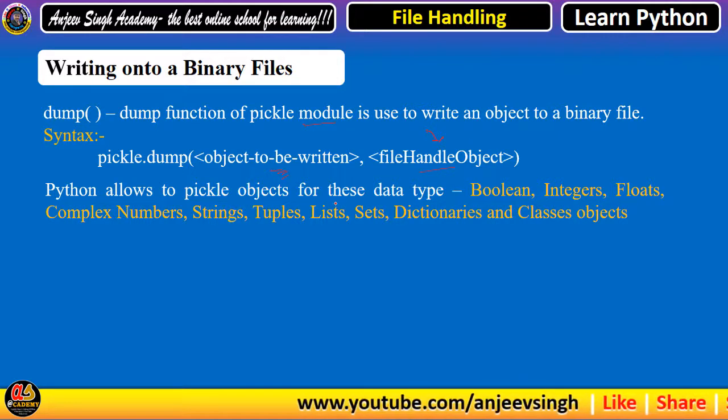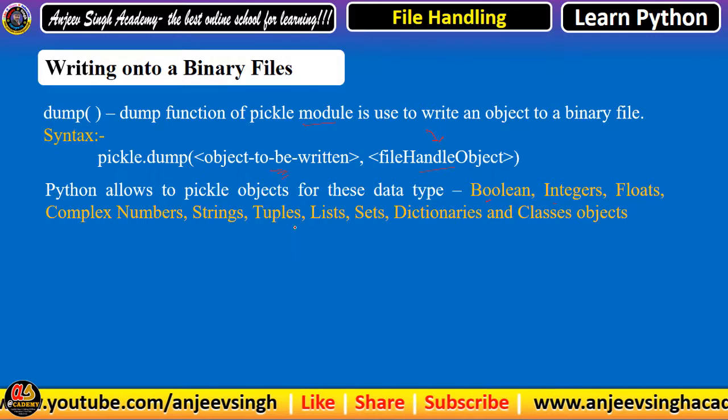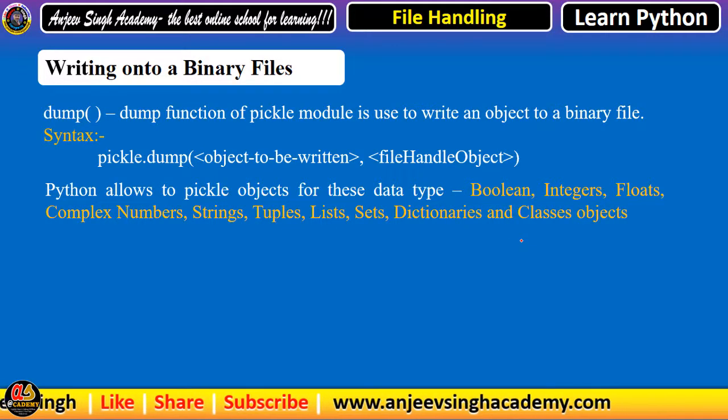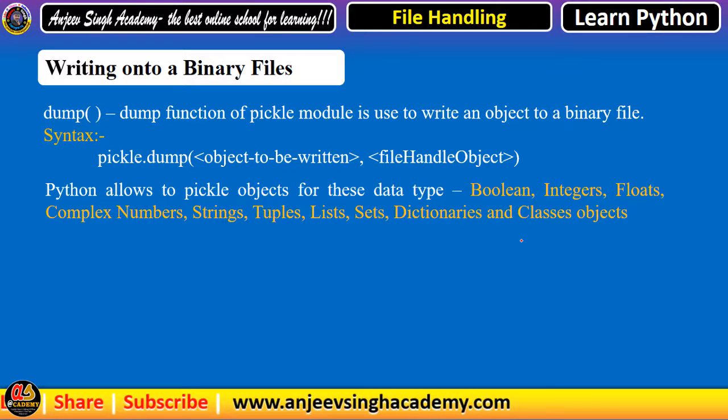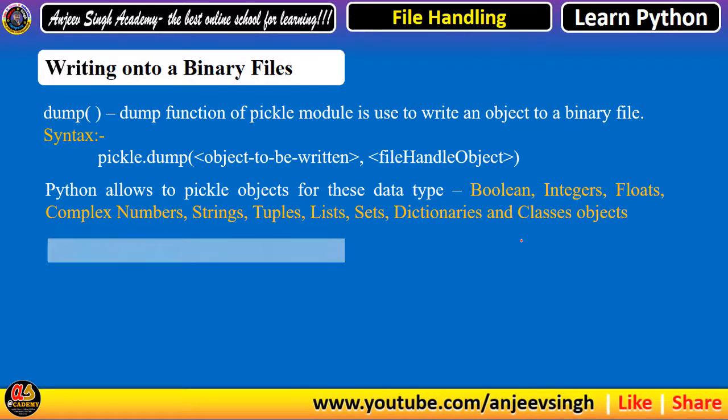Python allows you to pickle objects of these data types: boolean, integers, float, complex, string, tuple, list, set, dictionary, and classes. So almost everything is available here. Almost every basic Python data type is available, so you are able to write anything in a binary file with the help of the pickle dump function.